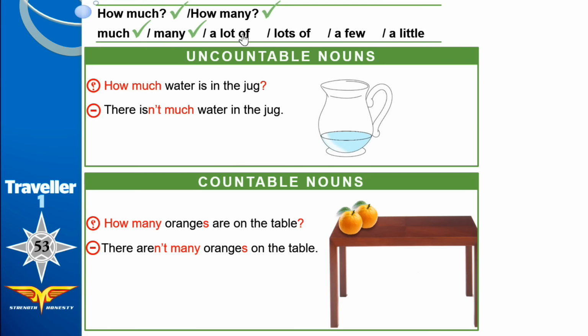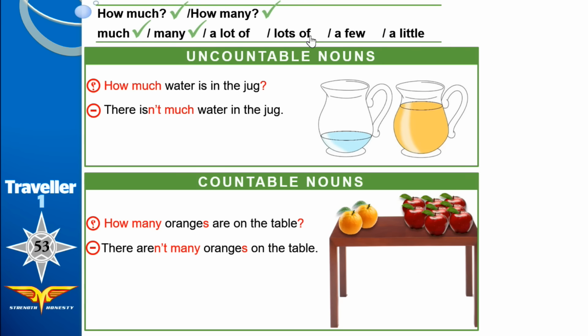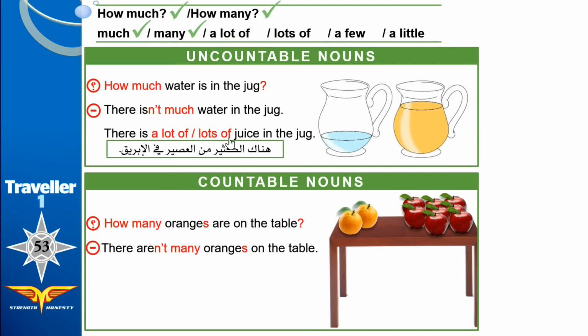Next, a lot of and lots of. We added a jug of juice, this is orange juice, and apples. There is a lot of juice in the jug. I can also say, there is lots of juice in the jug. It gives exactly the same meaning.